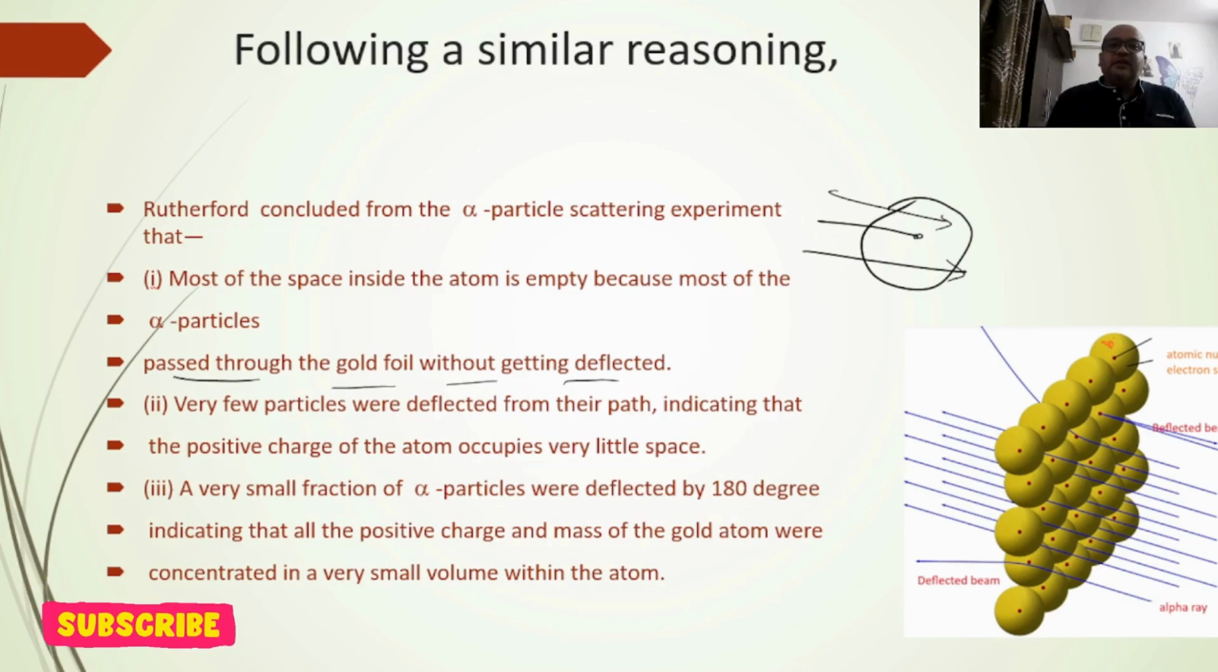Very few particles were deflected from their path, indicating that the positive charge of the atom occupies a very little space, right? So very few deflections you have seen. A very small fraction of alpha particles deflected by 180 degrees, indicating that all the positive charge and the mass of the gold atom were concentrated in a very small volume within an atom, right? So this was the take home message from Rutherford's model.